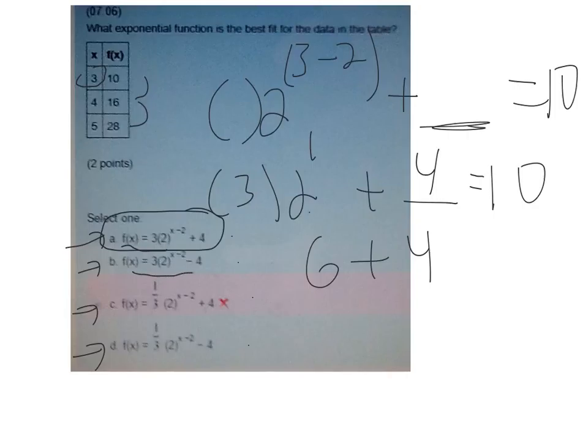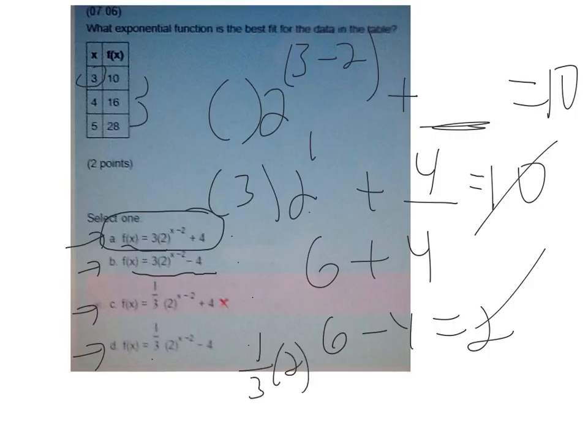Let's see if it works here. So actually that would be the same thing. That would be 6 minus 4, which is 2, and that's not 10. And the 1/3, well, it'd be 1/3 times 2, which is 2/3 minus 4, which is not 10. So choice A is going to be the correct answer. So I hope you see my reasoning on this, because let me try another one for you.